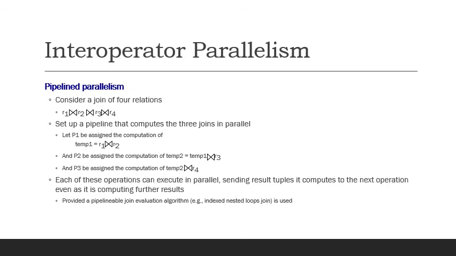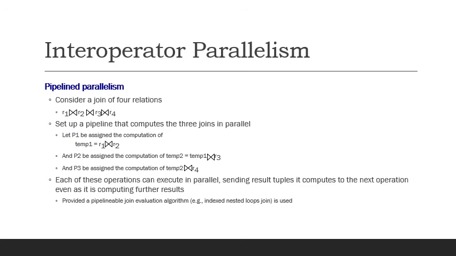Consider a join of four relations: R1 join R2 join R3 join R4. We can set up a pipeline that allows the three joins to be computed in parallel. Suppose processor P1 is assigned to the computation of temp1 as R1 join R2 and P2 is assigned to the computation of R3 join temp1. As P1 computes tuples in R1 join R2, it makes these tuples available to processor P2. Thus P2 has available to it some of the tuples in R1 join R2 before P1 has finished its computation.